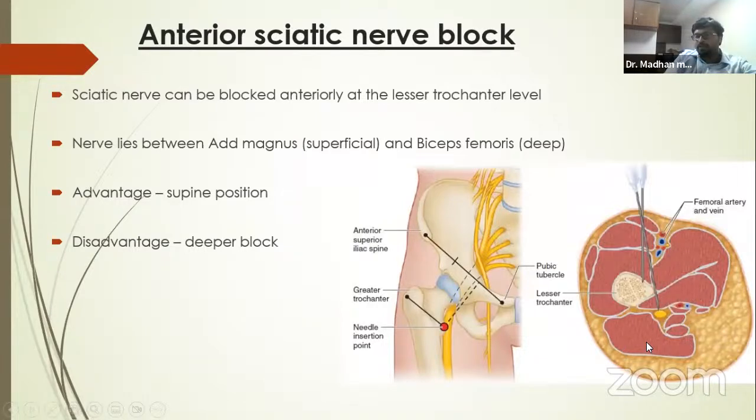The other way of doing it is turning the patient. If you are able to turn the patient, you can approach from the posterior side. That will be the mid-thigh level posterior approach of the sciatic nerve block.